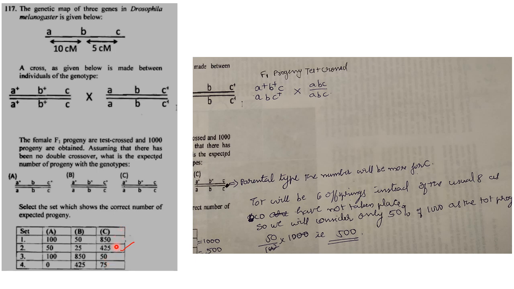So out of 1 and 2, which is the most correct? So total, you will get only 6 offspring instead of the usual 8, as double crossover has not taken place. So we will consider only 50% of 1000 as the total progeny. So 50 by 100 into 1000 will be 500. So out of 1 and 2, option 2, if you add together, you will get 500, whereas option 1, if you add everything, you will get 1000. So option 2 is the answer. Answer is option 2.